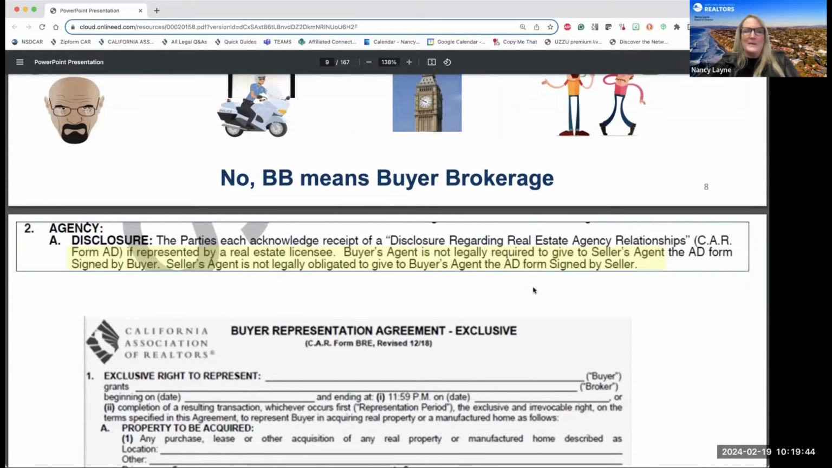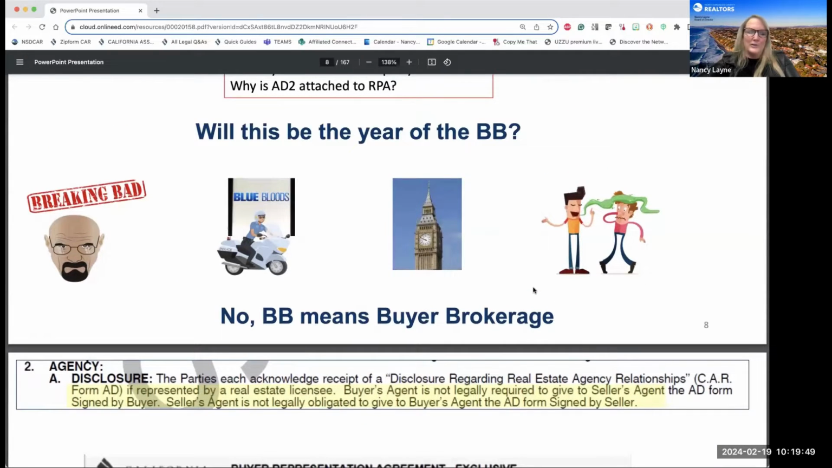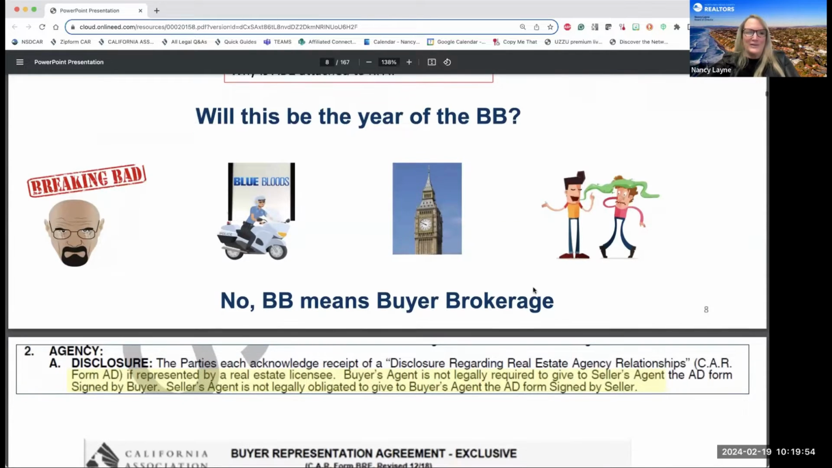Yeah, the buyer's broker. So this is an older form. Yes, this will be the year of the buyer brokerage, and it's not called BB anymore. It's called buyer representation agreement.